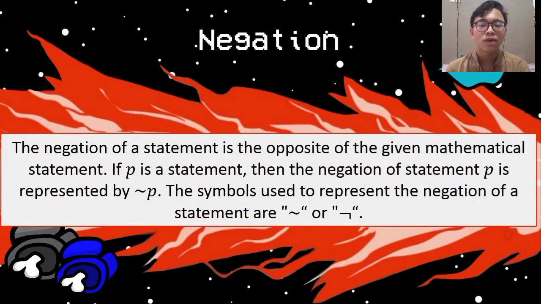Okay, the first one is negation. The negation of a statement is the opposite of the given mathematical statement. If P is a statement, then the negation of statement P is represented by negation P. The symbol used to represent the negation of a statement is the tilde symbol.